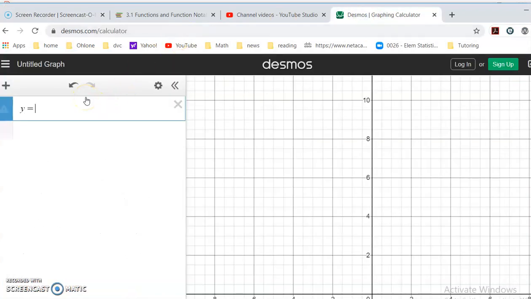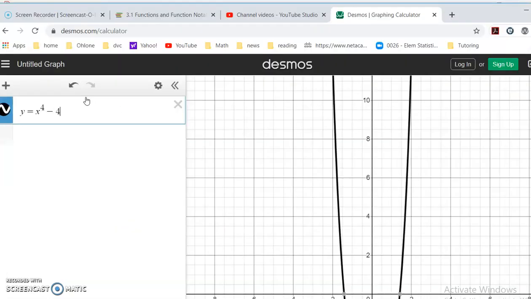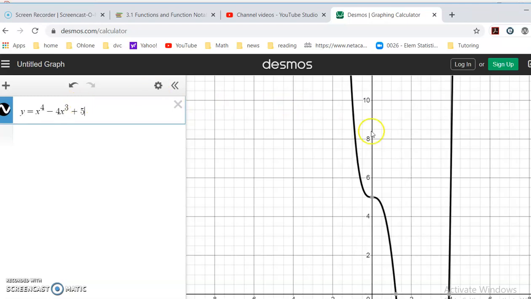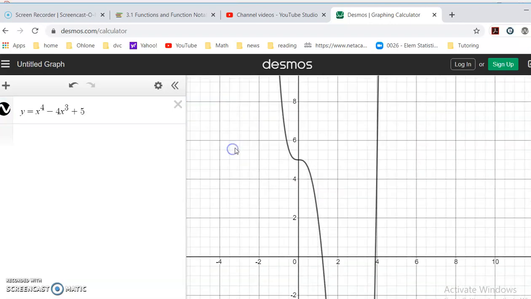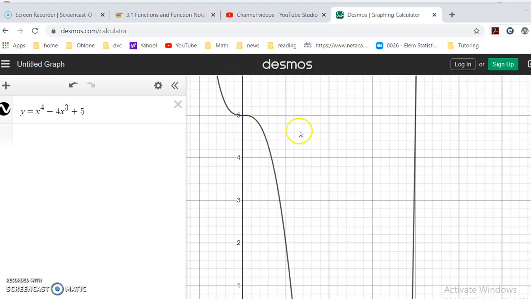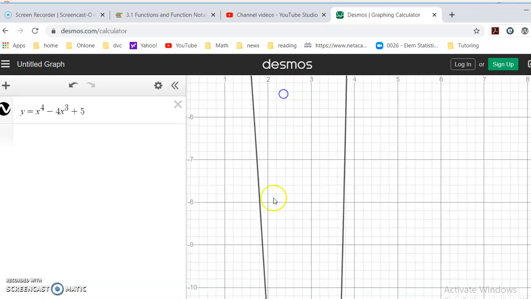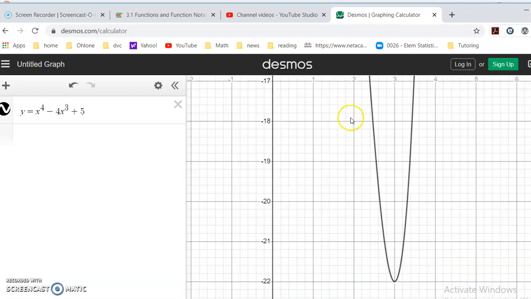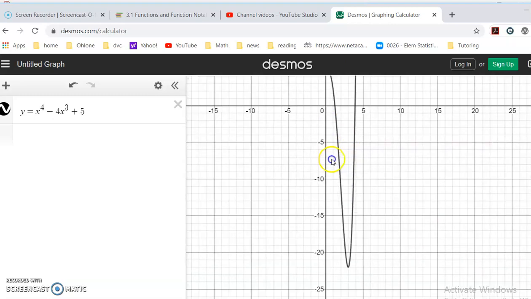So graph y equal to x^4 minus 4x^3 plus 5. Oh, so something like that. Is there a valley here? I don't think so. I think it just drops and then drops down. So it doesn't change. But then there is a small valley here. It's -22, right? So we just zoom in a little bit.